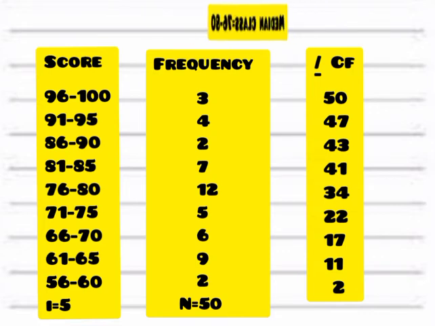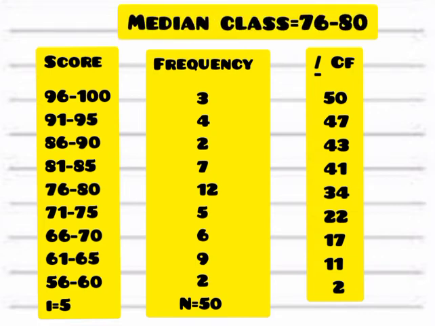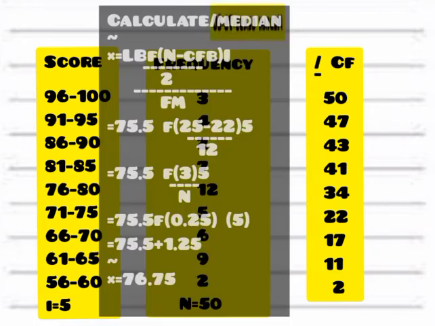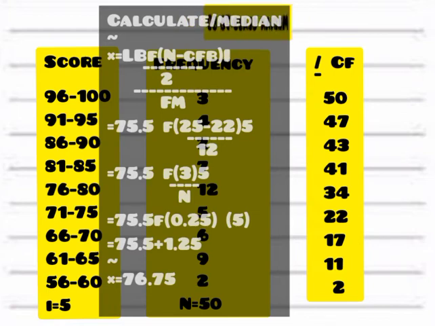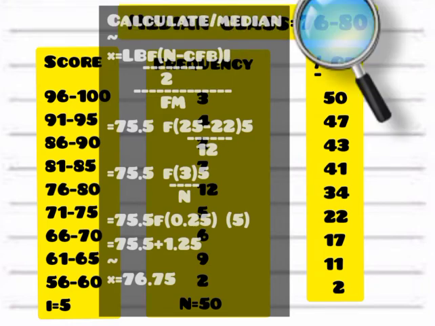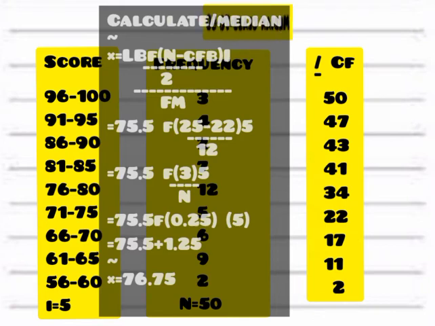Now, since we already have the less than cumulative frequency column, we are ready to calculate the median. Lower boundary: since 76 to 80 is our median class, we get the lower boundary by subtracting 0.5 from the lower class limit. In 76 to 80, the lowest is 76 and the highest is 80. So we subtract 0.5 from 76, and that will be 75.5.